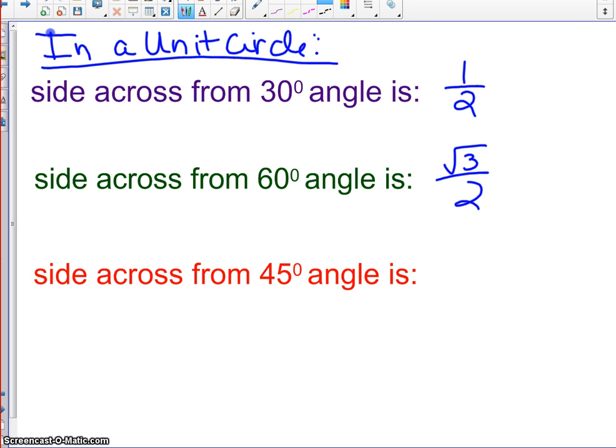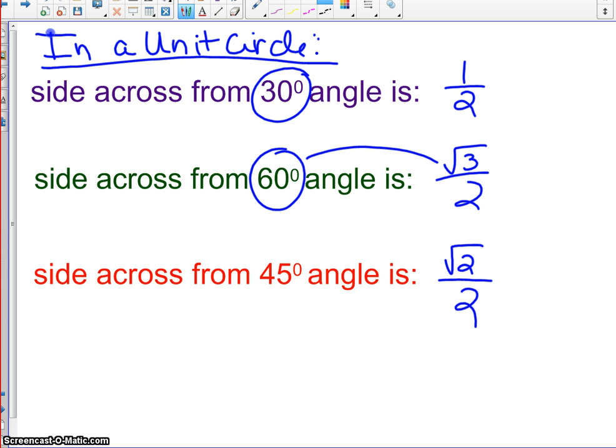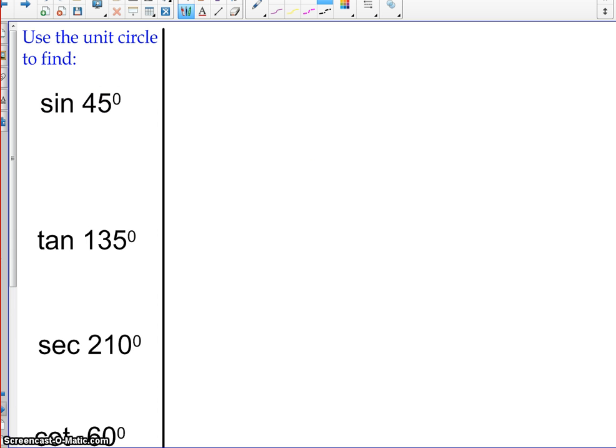60 goes with square root of 3 over 2. Across from a 45-degree angle, square root of 2 over 2. 45 is matched with square root of 2 over 2. Matching these things up is really going to help. Matching up 30 degrees to 1/2, 60 degrees to square root of 3 over 2, and 45 degrees to square root of 2 over 2 is really going to help for this entire unit. Okay, so let's look at now some examples.